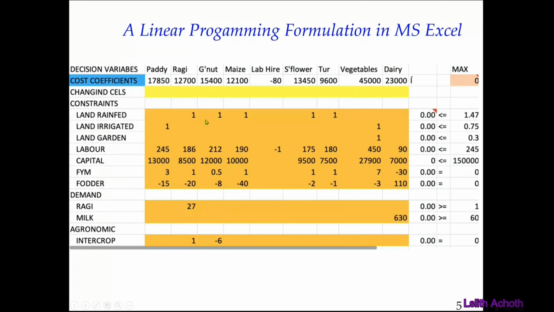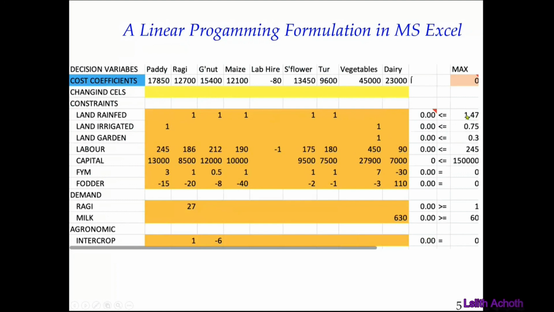Then I have constraints, 1, 1, 1, 1 like this, and that means in rain-fed areas you can grow ragi, groundnut, maize, sunflower, and tur. You cannot grow paddy, so therefore it's blank. Paddy can be grown in irrigated land, so I put a 1 here, and vegetables can be grown in irrigated land, so I'll also put a 1 here. Garden land is essentially defined as land which is cultivated using borewell water. So garden land can be cultivated, and I put a 1 over here.